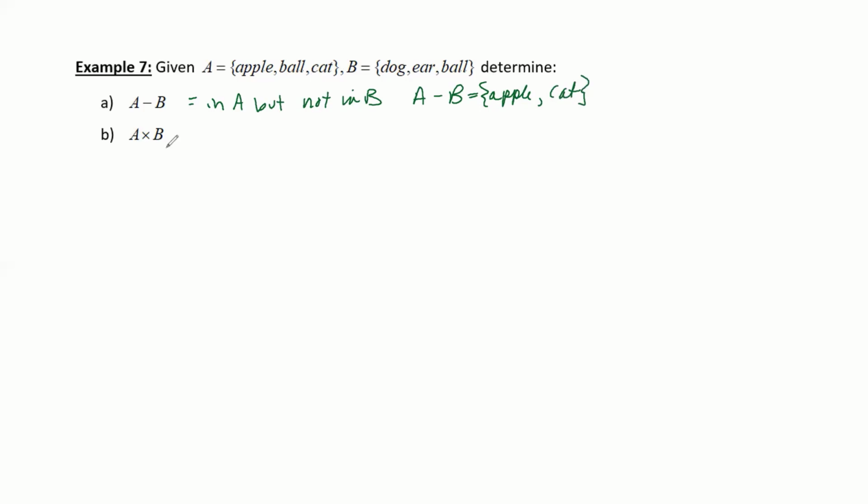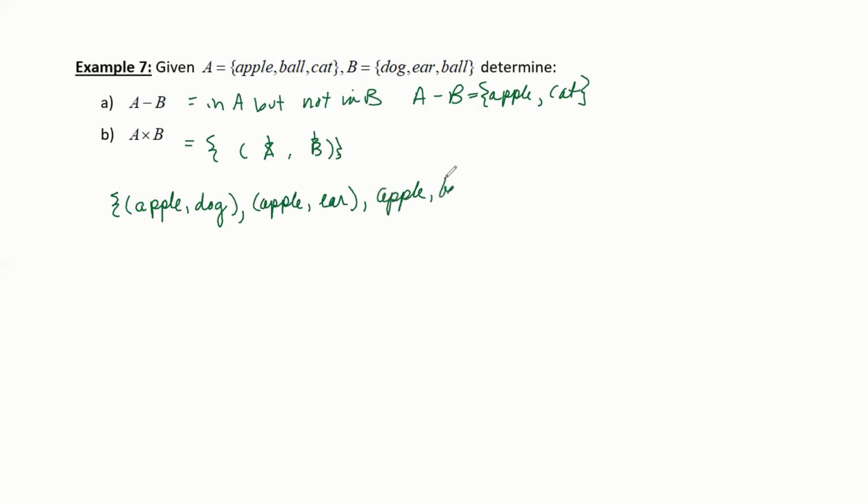Now A cross B, or the Cartesian product of A and B, is a set of all elements that have something in A and something in B. So we want to do all those possible elements. So we're going to start systematically with apple. So if the first element is apple, we have 3 choices for the second. We have apple and dog, we have apple and ear, and we have apple and ball. So those 3 pairs are the apple part.